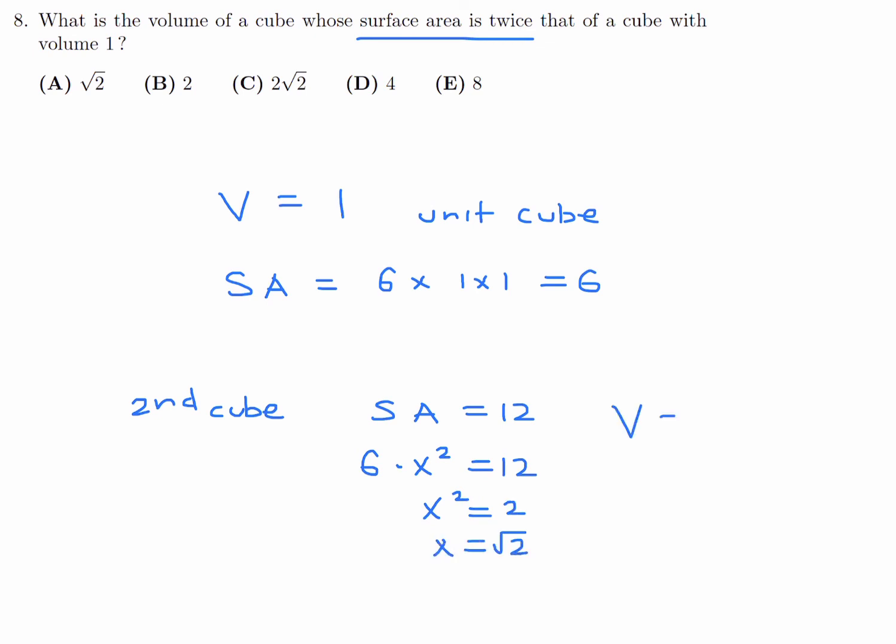So how do you figure out the volume? Well, the volume of a cube is x to the power of 3, and therefore this will be root 2 to the power of 3, which is 2 root 2. So number 8, the answer is C.